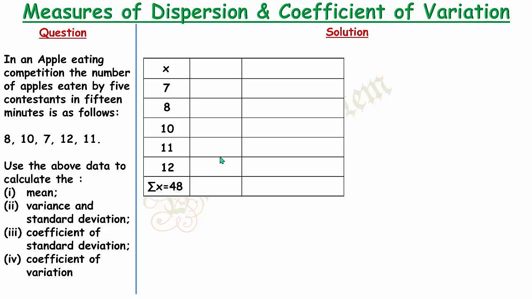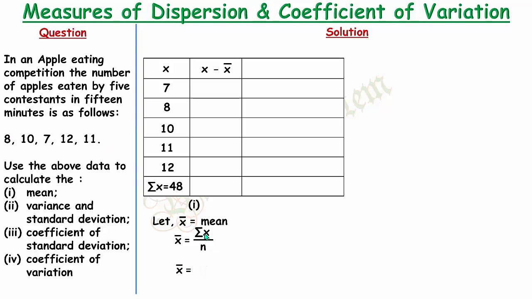That's summation of x. The next column will be the deviation, x minus x bar. Now I have a challenge. I need to find the mean, which is x bar. So let x bar be equal to mean. X bar equals summation of x divided by n. This is for an ungrouped data. As you can see, this data is not grouped.